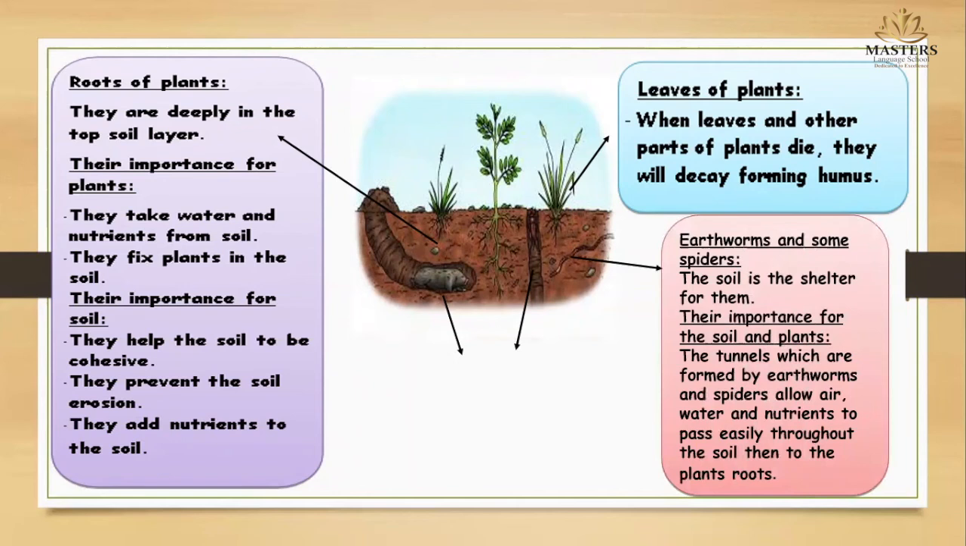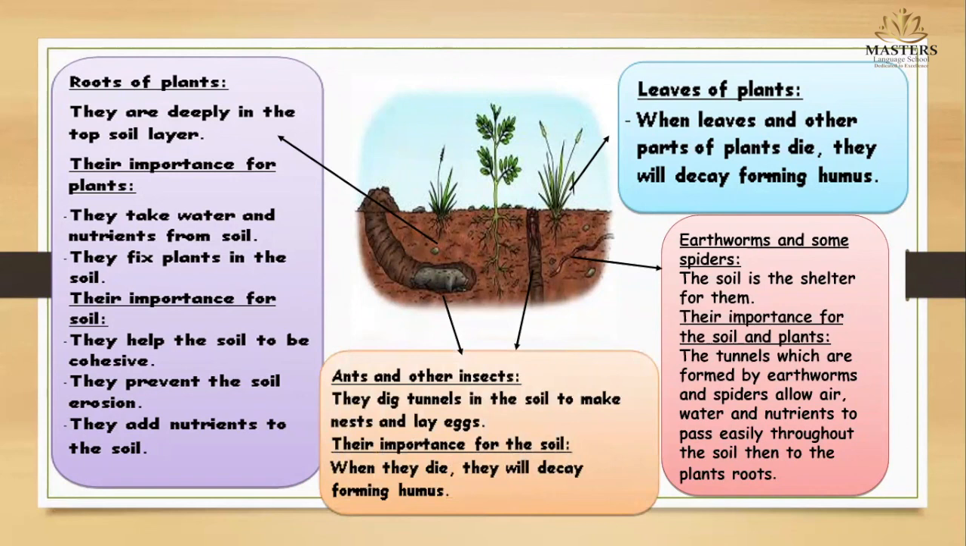Then, we have earthworms and some spiders. The soil is the shelter or the home for them, and their importance for the soil is the tunnels which are formed by earthworms and spiders. These allow air and water and nutrients to pass easily throughout the soil and then to the plant's roots.